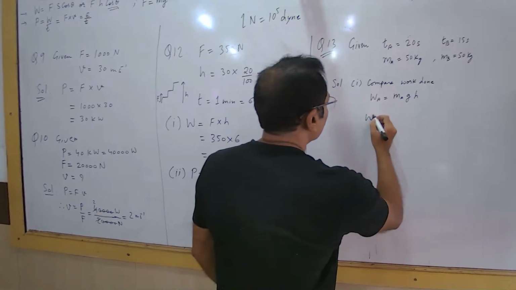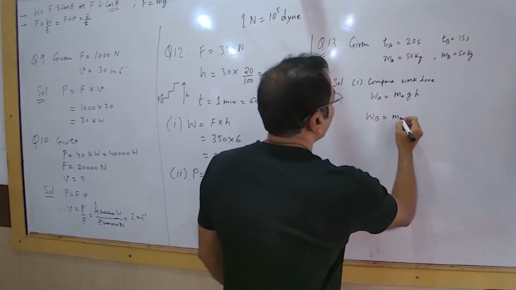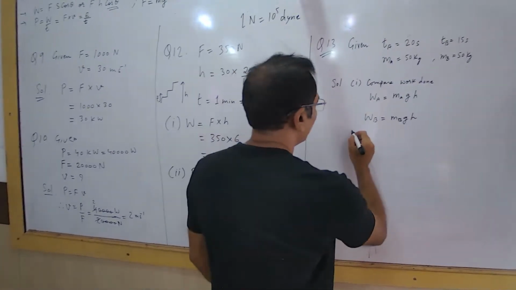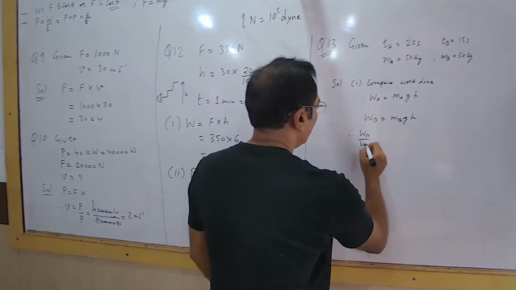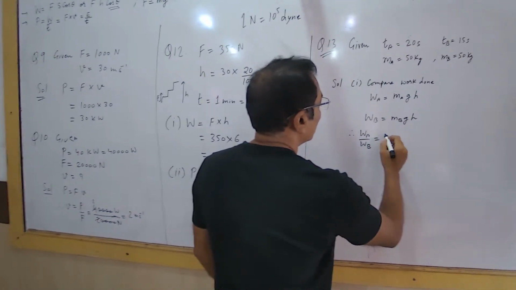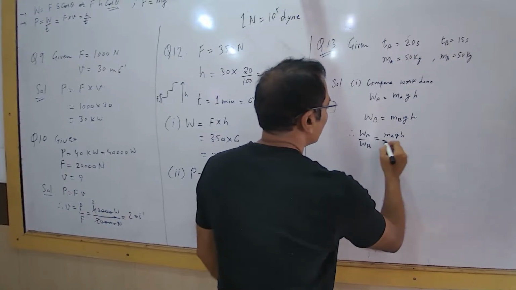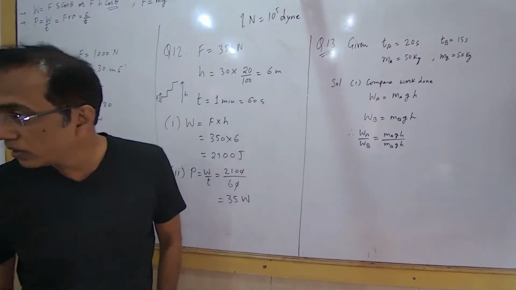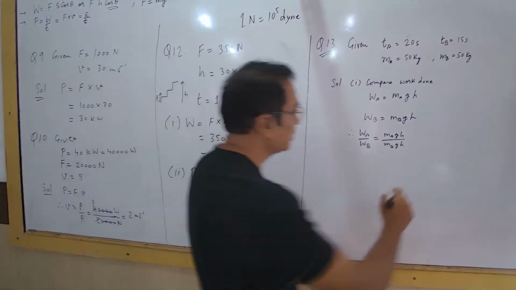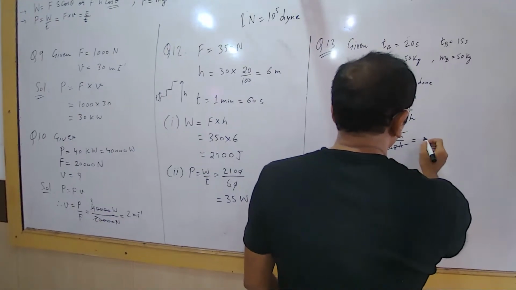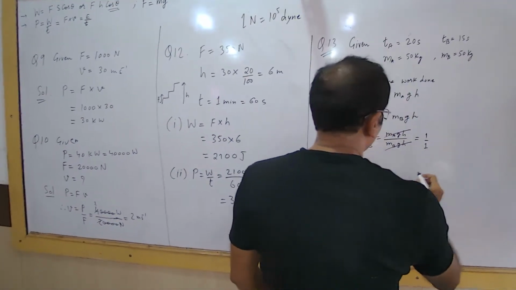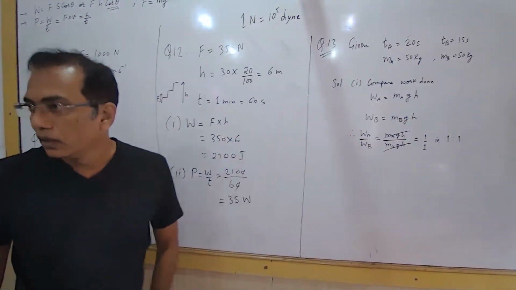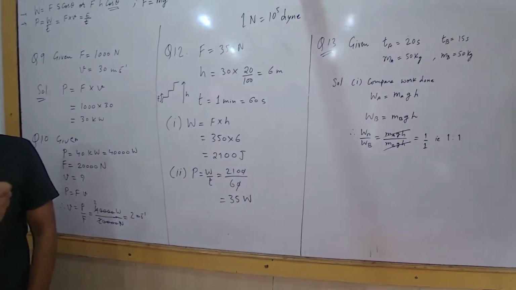So WB is MB gh. Therefore, the comparison: WA upon WB is equal to MAgh divided by MBgh. Now MA is equal to MB, so everything is cancelled. WA upon WB equals 1 by 1. That is the comparison: 1 is to 1. MA and MB are the same, so work done is the same.